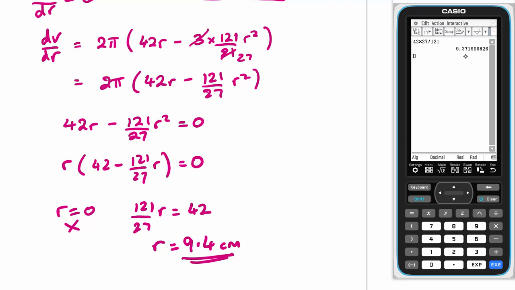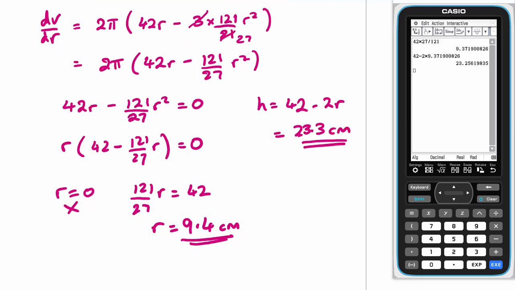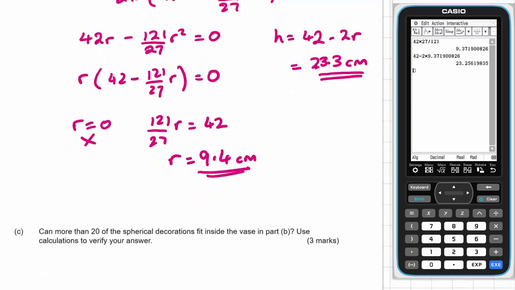Now we also need h, and h was equal to 42 minus 2r. So that is going to be 42 take away 2 times my last answer, which is 23.3 centimeters. So the final part of the question says, can more than 20 of the spherical decorations fit inside the vase in part B?